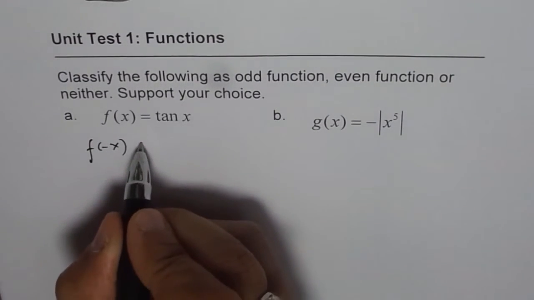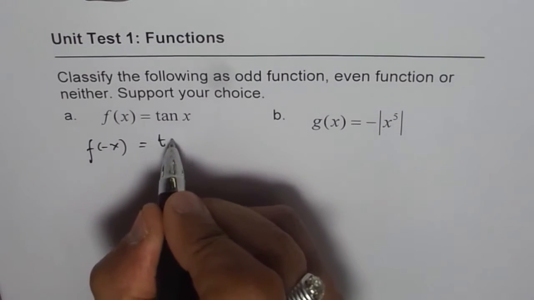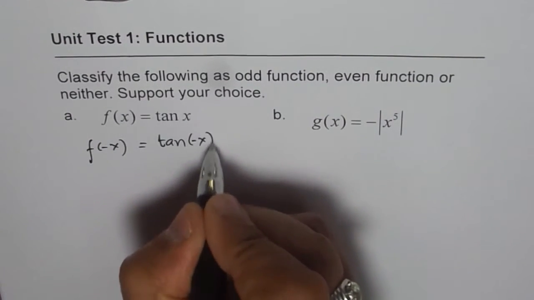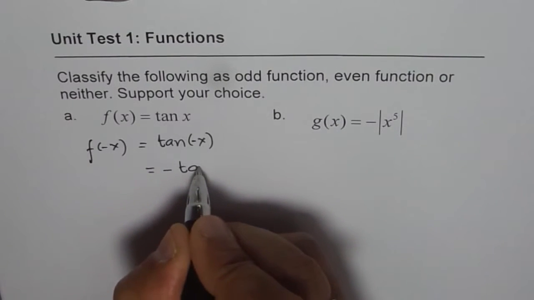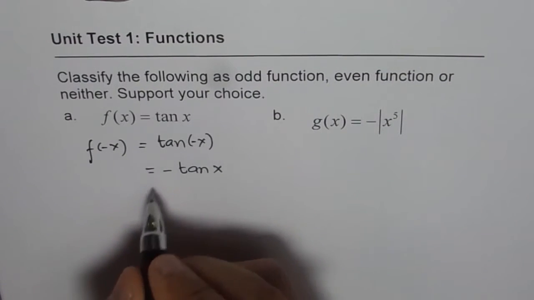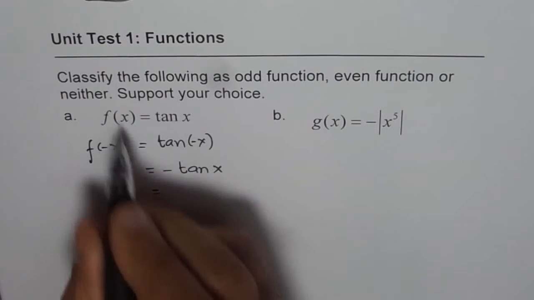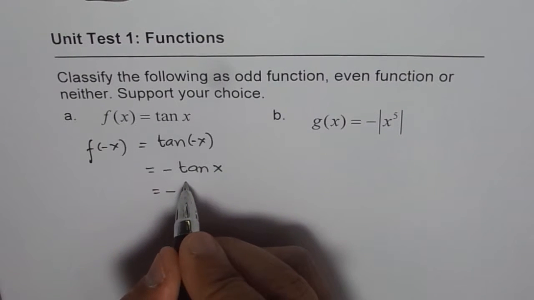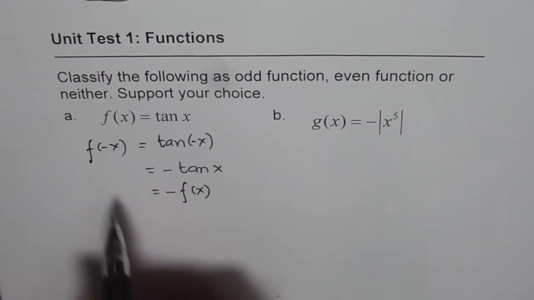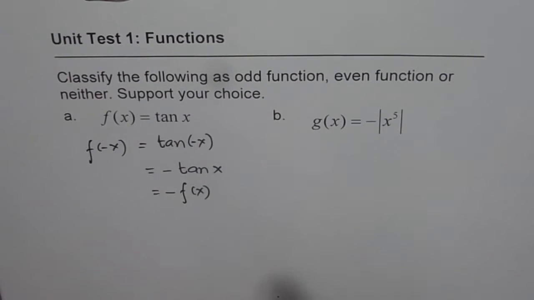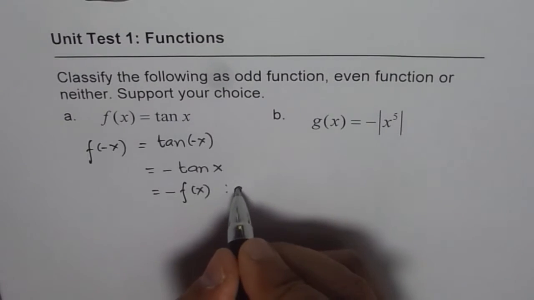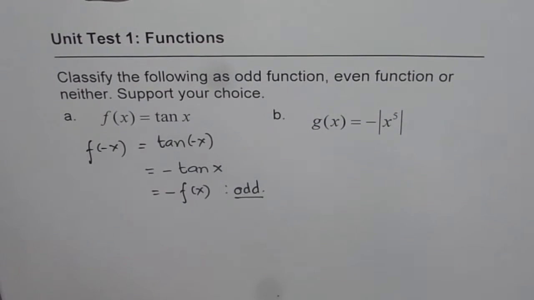So what is f of minus x for tan x? It will be tan of minus x. Now tan of minus x, as you know, is minus tan x. So we get minus of tan x, which means minus of f of x. Now since f of minus x is minus of f of x, this function is an odd function, correct? So we get odd function for the first one.